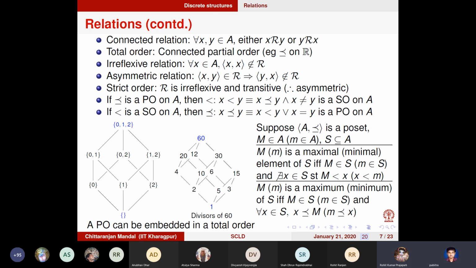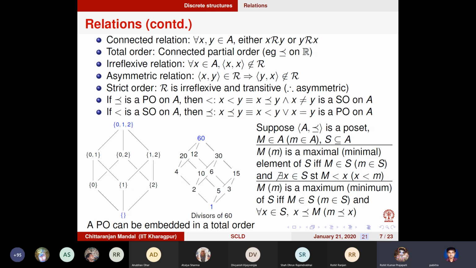10, 15, 4 are excluded, because if you take 4, it is less than equal to 12, but it is not less than equal to 30. Similarly, 15 is less than equal to 30, but not less than equal to 12. And similarly, 10 is less than equal to 30, but 10 is not less than equal to 12. Does 10 divide 12? No, 10 doesn't divide 12. So 10 is not less than equal to 12.